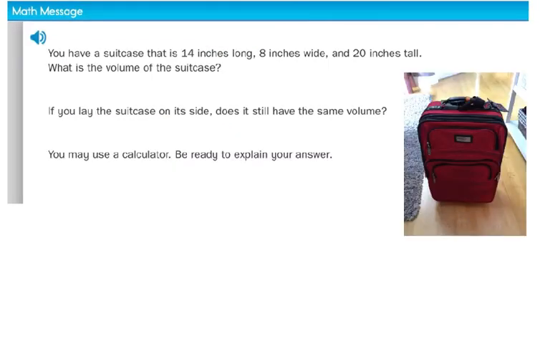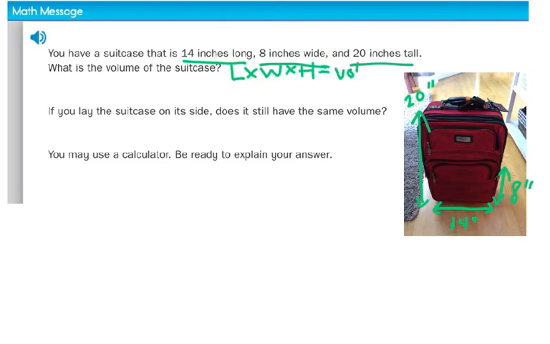I want to have you imagine that you have a suitcase that's 14 inches long. So just imagine this is 14 inches. It's more than that, but I just pulled a suitcase out of the basement. It's 8 inches wide. So from here to here is 8 inches. And it's 20 inches tall. So it's asking me to find the volume of the suitcase. So the volume, remember, is length times width times height. How much could I put inside of there?